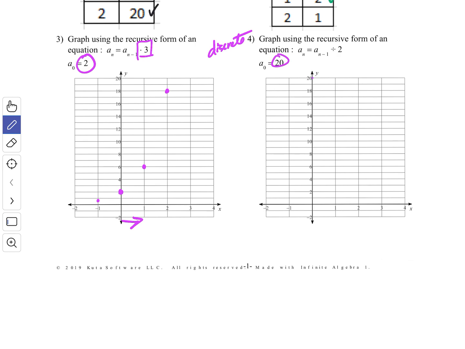Okay, same with number 4. Start at 20. Now I'm dividing by 2, so as I move to the right one, I'm going to divide by 2. 20 divided by 2 is 10. 10 divided by 2 is 5. 5 divided by 2 is 2.5. 2.5 divided by 2 is 1.25. Okay, so it looks something like that. So those ones are pretty easy because we don't draw the lines, we just draw the dots. Notice we have a growth function here as well as a decay one. Decay going down in this direction, growth going up in that direction.